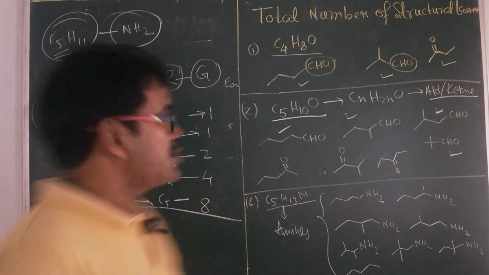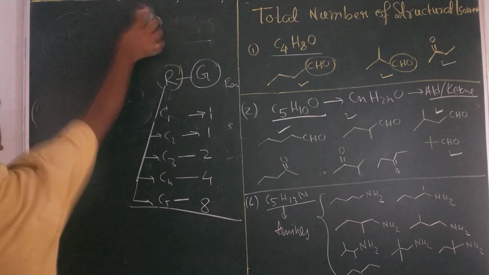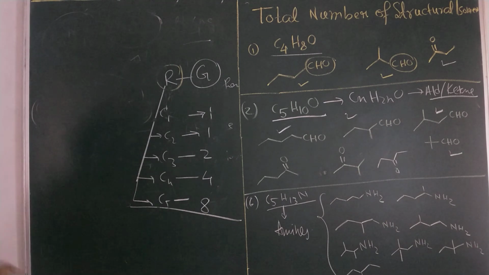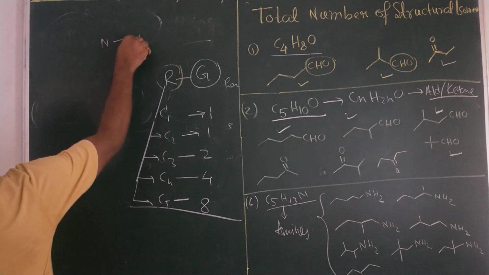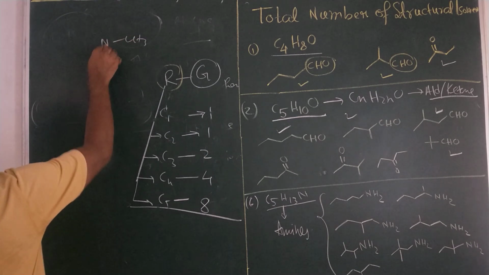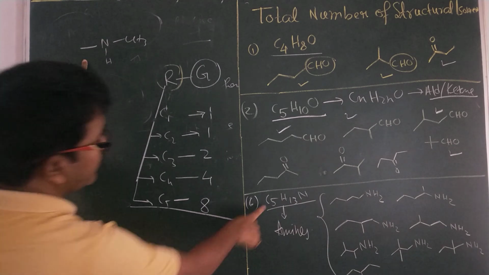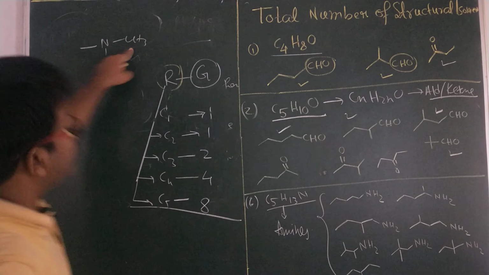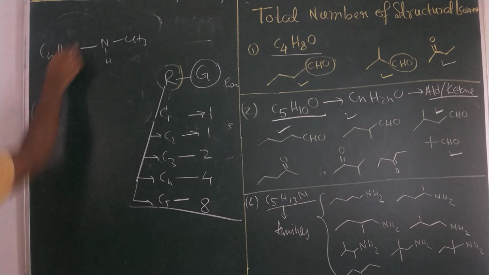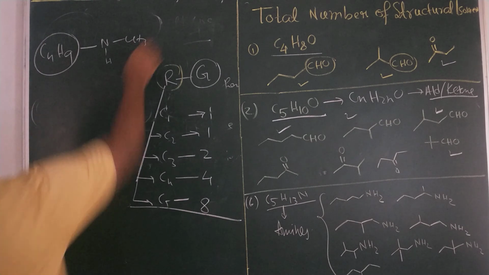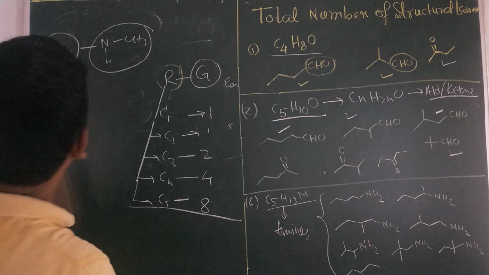Now let us see the secondary amines. For secondary amines we can have it like this: N-CH3. This is called a secondary amine. Then how many carbons will be there? There are totally 5 carbons. I have taken 1 carbon here, so it will be 4 carbon, 9 hydrogen. This is the secondary amine group.